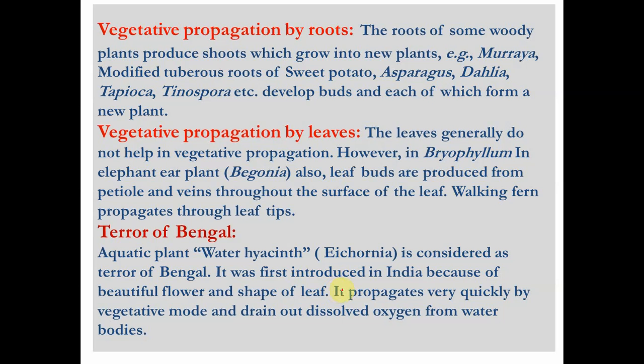It was first introduced in India because of the beautiful flower and shape of leaf. It propagates very quickly by vegetative mode and drains out dissolved oxygen from water bodies. That means it increases the BOD strength. Now what is BOD? Biological oxygen demand means the demand of oxygen is increased in the aquatic bodies due to the expansion of these aquatic plants.